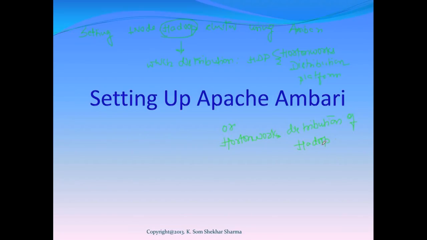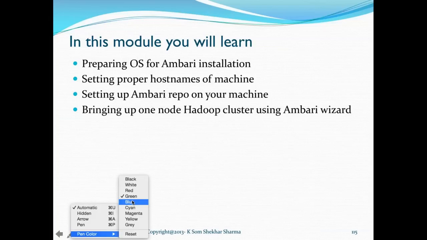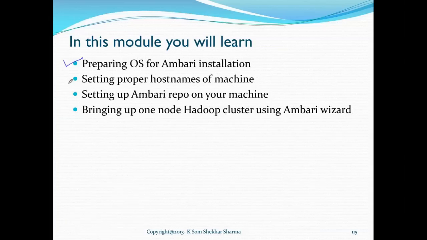So we are going to see that in this module. And what all things do we learn? Preparing the OS for the Ambari installation. Host names are very important, so we prepare proper host names. We will not work with localhost or host names like myhostname. We will give a fully qualified domain name, like myhostname.cgi.com. That basically says which domain you belong to.